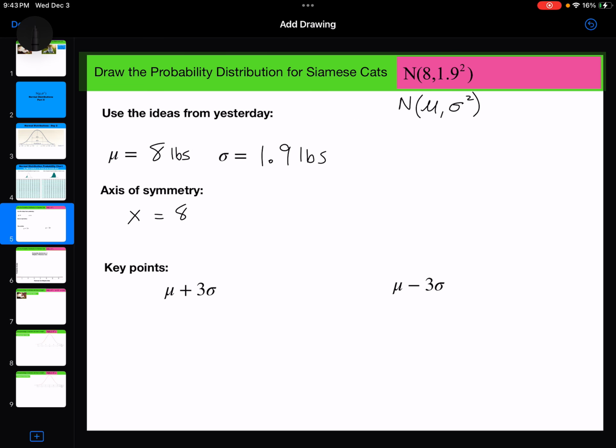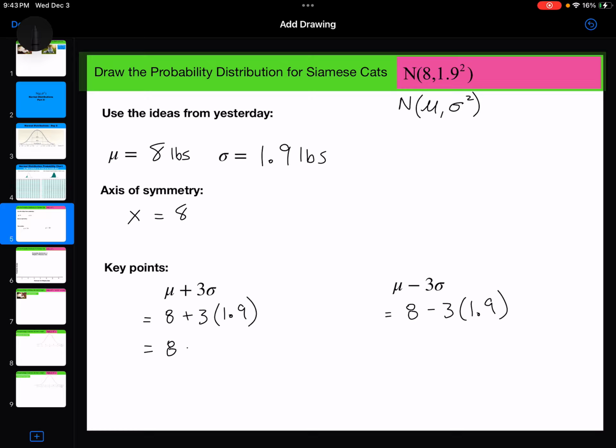All right, but then to get my key points, I need to find 3 standard deviations above and below the mean. So the mean is 8. 3 standard deviations above that is going to be 3 times 1.9. 3 standard deviations below that is going to be, again, 3 times 1.9, but this time we are going to subtract that. All right, so then we go through and we figure out what those values are.